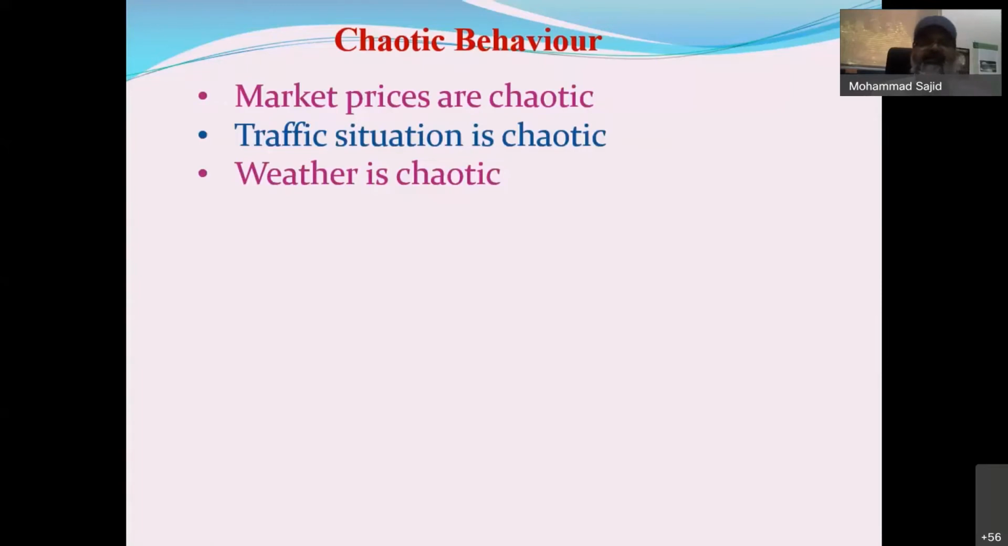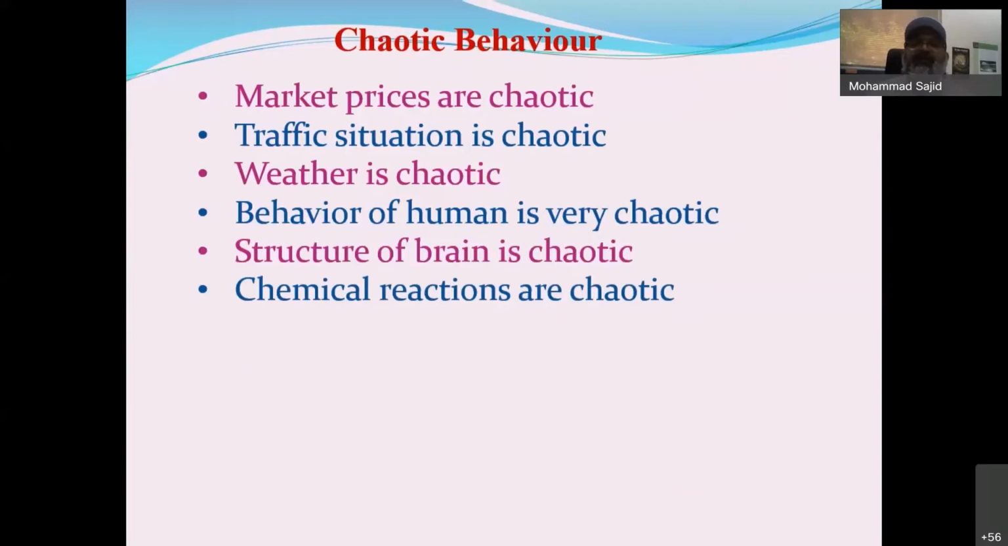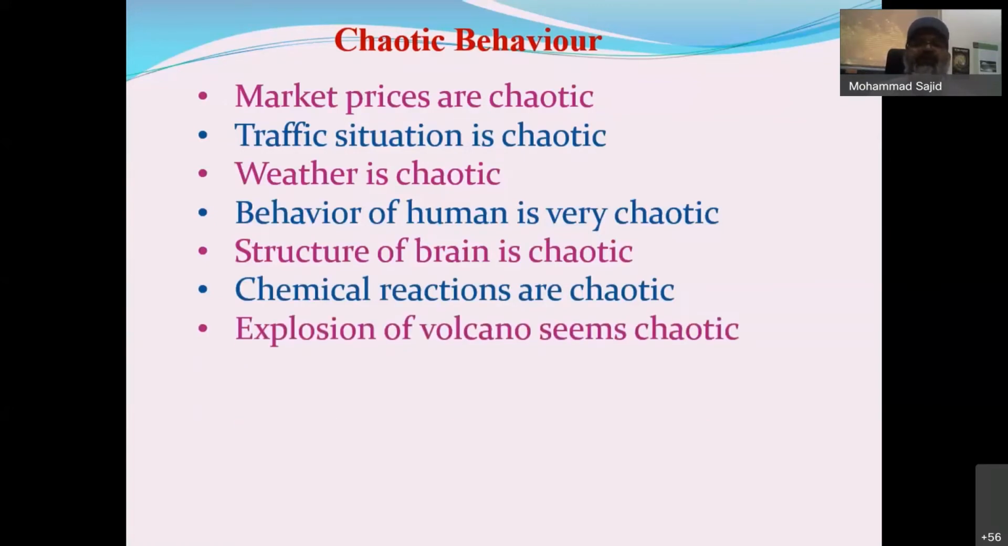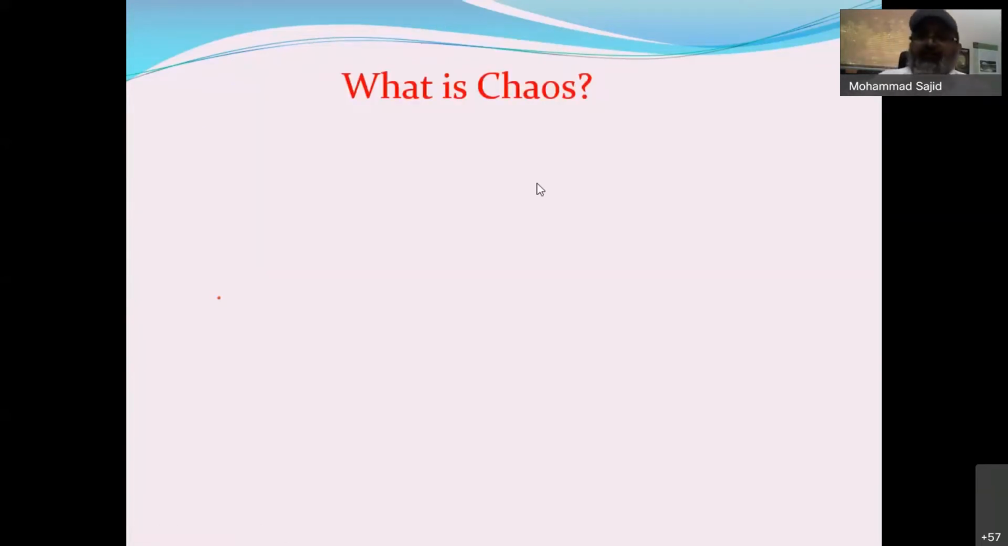So what is the difference between a chaotic situation and other complex and random situations? I will tell you. The behavior of humans is very chaotic. We can see that the behavior of humans is very chaotic. The structure of the brain is chaotic. We can see many more things. Chemical reactions are chaotic. Explosion of a volcano seems chaotic. And a lot of things. Chaos exists everywhere. Okay, so what is chaos?